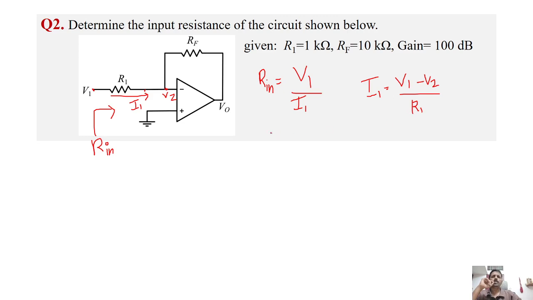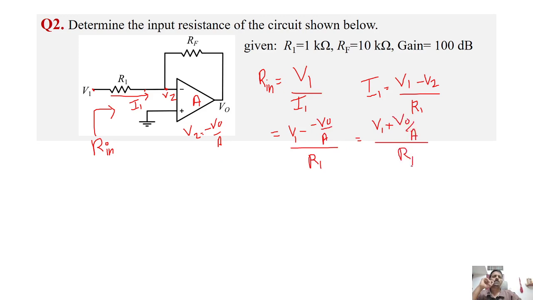From the previous circuit we have found that since the gain of this amplifier is A, V2 will be equal to minus V0 by A. So we will substitute that here. V1 minus V2 is V1 minus of minus V0 by A, all divided by R1. So that equals V1 plus V0 by A, whole by R1.